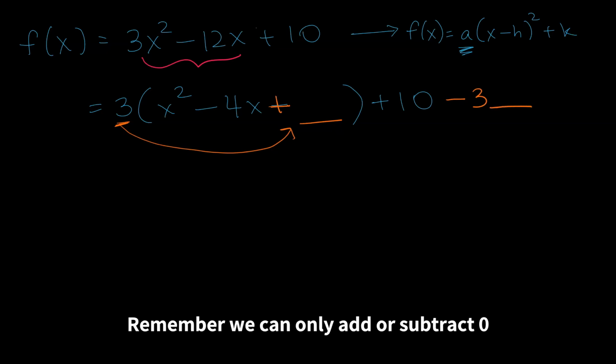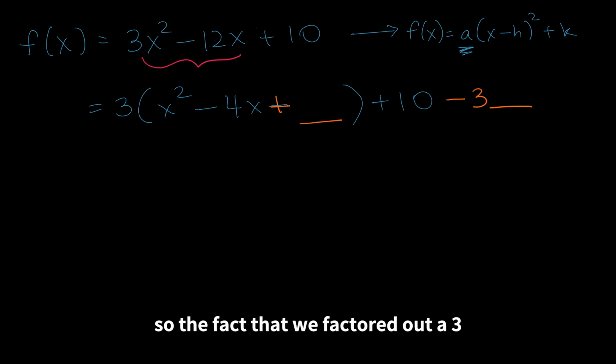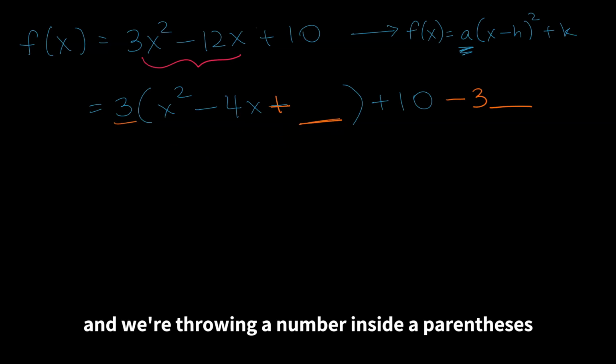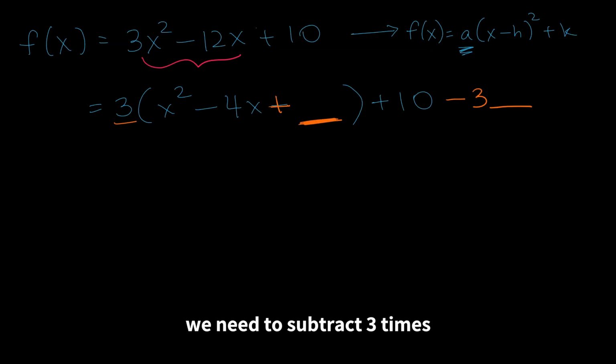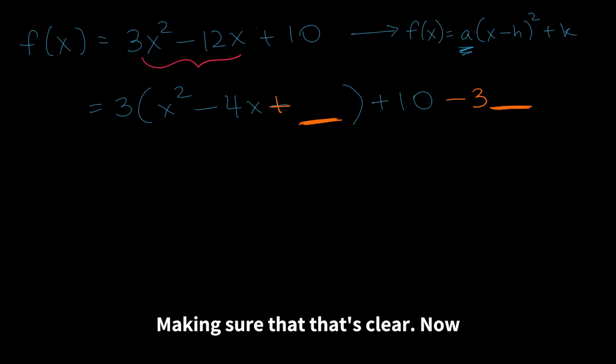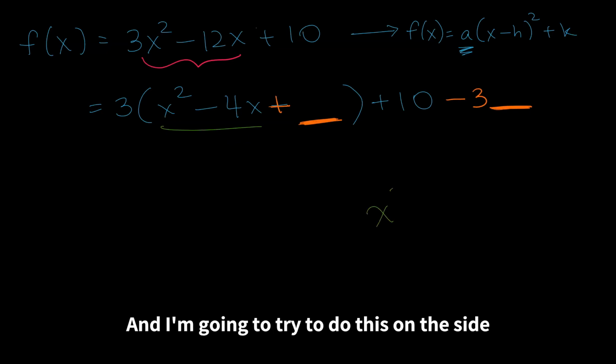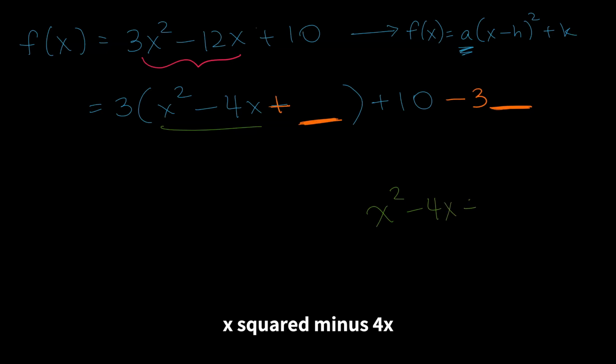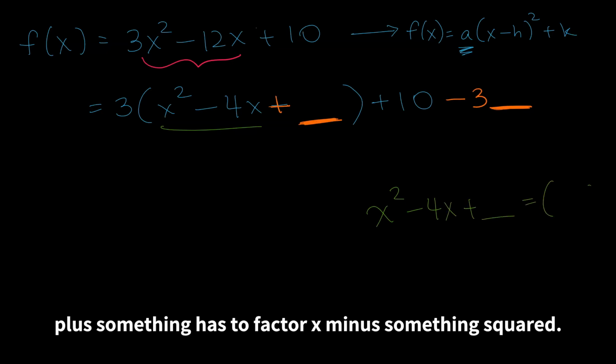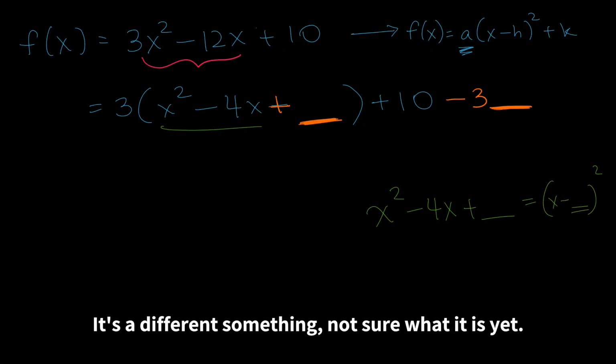Remember, we can only add or subtract 0. So the fact that we factored out a 3 and we're throwing a number inside a parentheses being multiplied by 3, we need to subtract 3 times that same amount on the outside, making sure that that's clear. Now, take a look at our x squared minus 4x. And I'm going to try to do this on the side. X squared minus 4x plus something has to factor as x minus something squared. It's a different something. Not sure what it is yet.